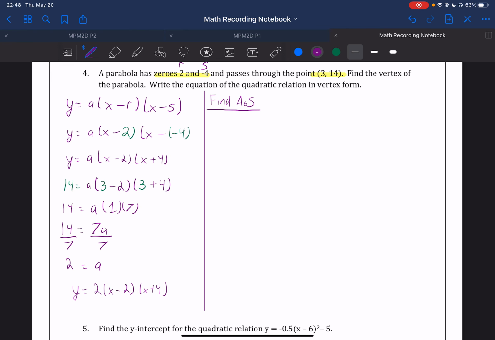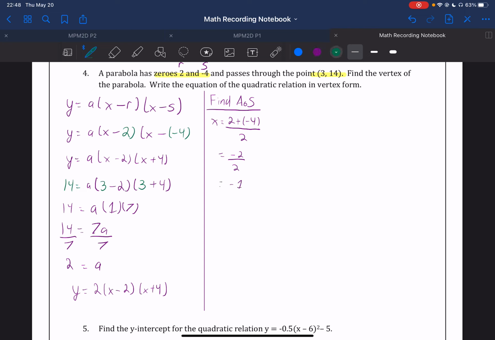And our AOS is x equals our two zeros added together. Just write this out a little bit better. Bracket -4, divide by 2. 2 minus 4 gives us -2 over 2, which gives us -1.